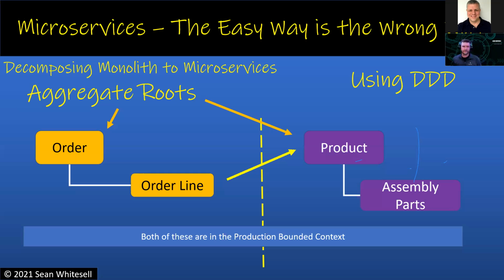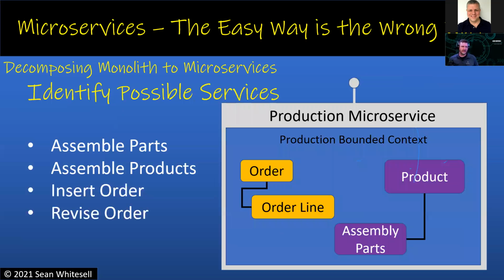So that's a very quick bit about aggregate roots. So now we're looking at this, and we've got this functionality for order and order line and product and assembly parts. So we know we've got our class levels, and we have our aggregate roots, and we know what functionality that we want to expose and expose together. So now we can identify possible functionality exposed by a single microservice.